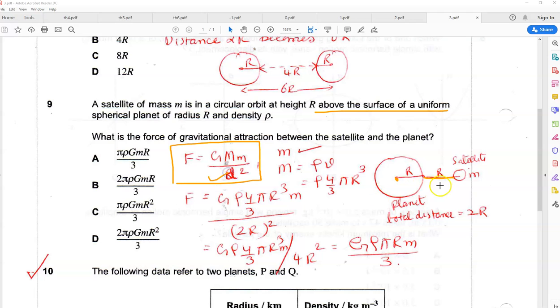Now we know that d is 2r, and the mass of the small mass is m. The big mass, the planet mass, we don't know. However, they're given the radius and the density. You know that the mass is equal to density times volume. Finding the volume is basic mathematics. Substitute the formula for the mass into the equation, and when you simplify, most of the things will cancel away, and you will end up with G rho pi r m/3, which is this one.